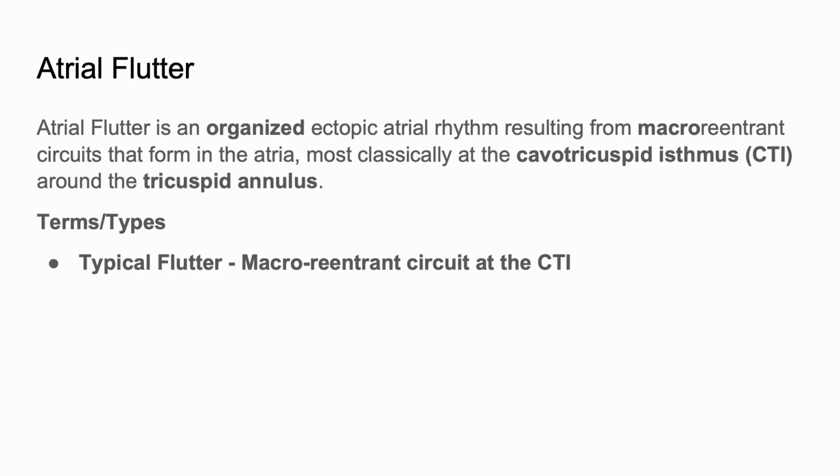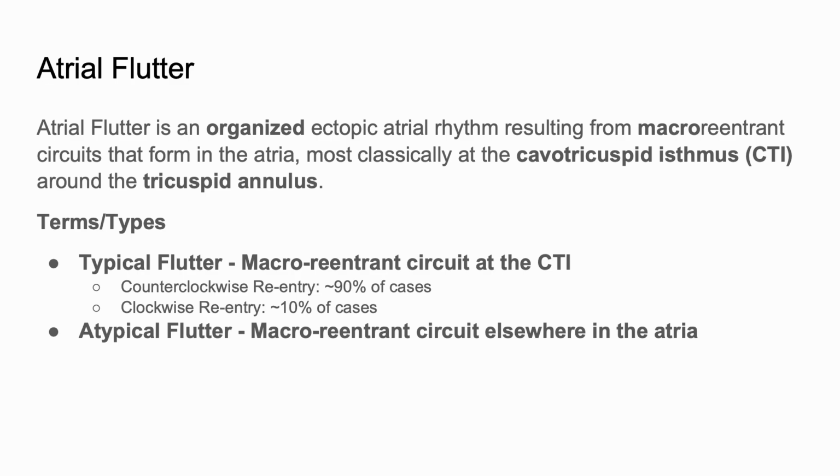We have typical flutter, which is a macro reentrant circuit at the CTI, mostly resulting from counterclockwise reentry of this circuit in about 90% of the cases, and clockwise reentry in about 10% of the cases. Typical flutter is located at this CTI, and that has very important treatment implications for the condition, as this is a region that is more easily localizable and accessible in the EP lab when going in to ablate this abnormal rhythm and conduction.